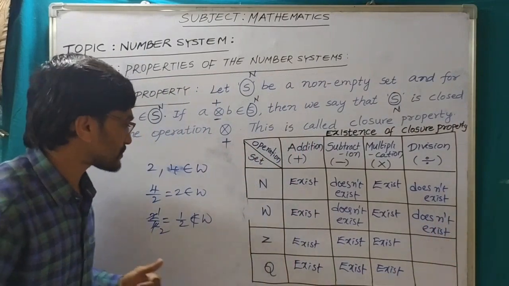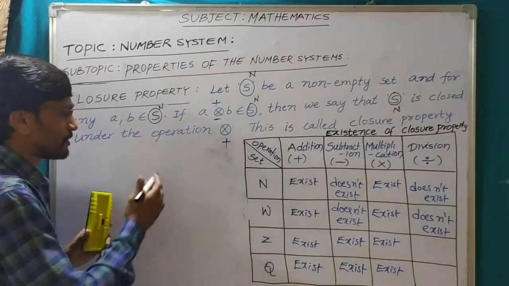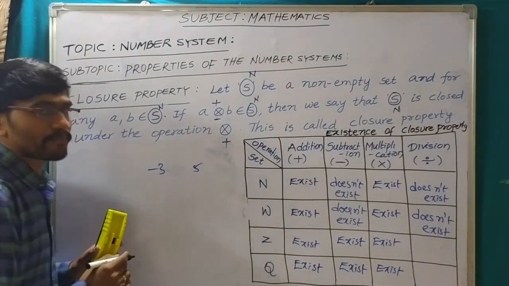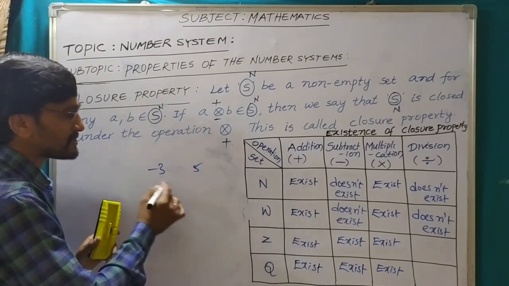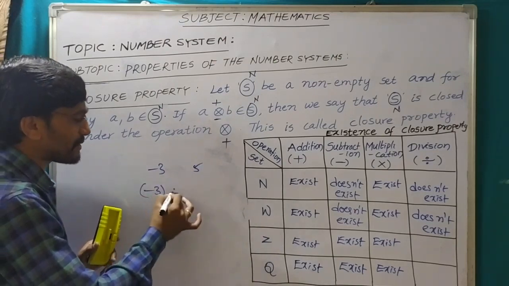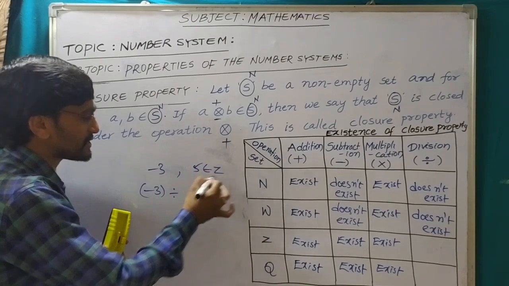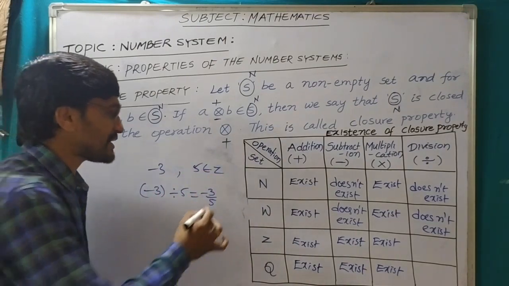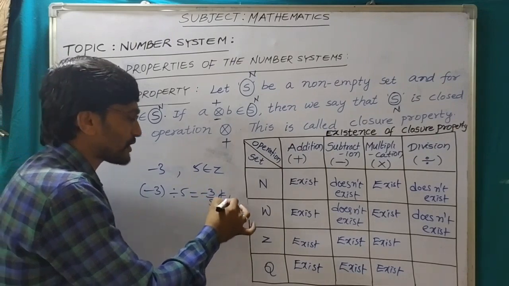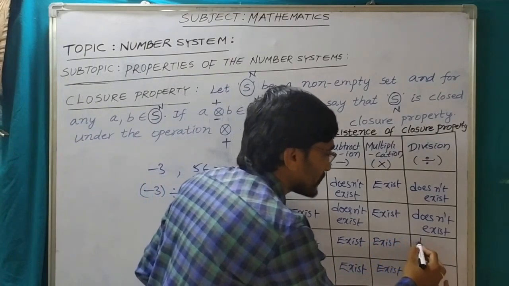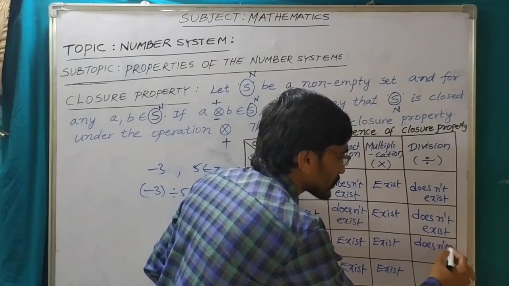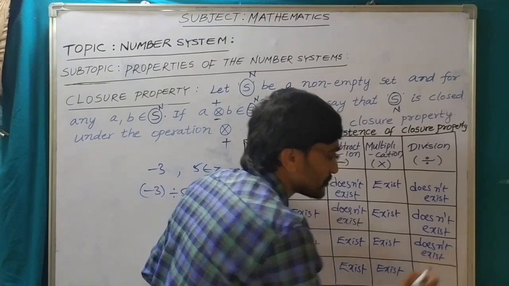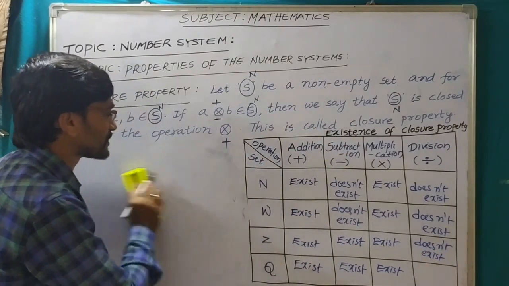Next, for integers. Integers -3 and 5. That means -3 and 5 are integers. -3 divided by 5 gives -3 by 5. Is -3 by 5 an integer? No, it is not an integer. So that does not exist. Okay, take two rational numbers.